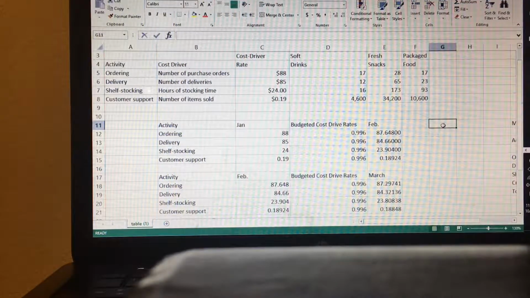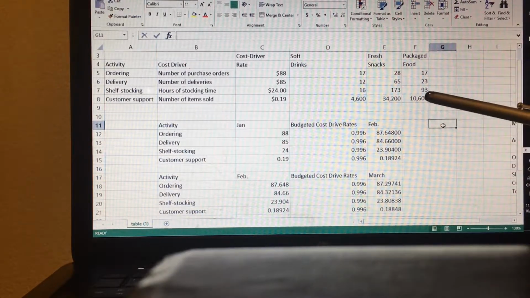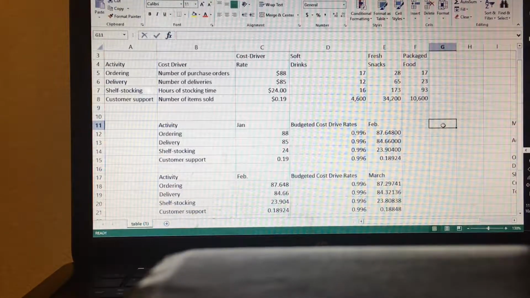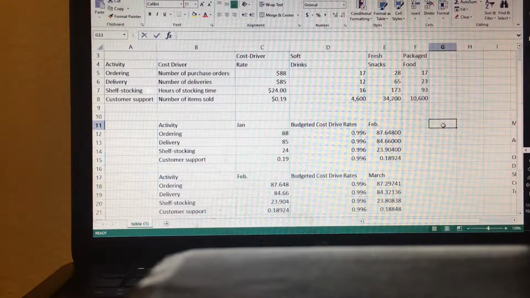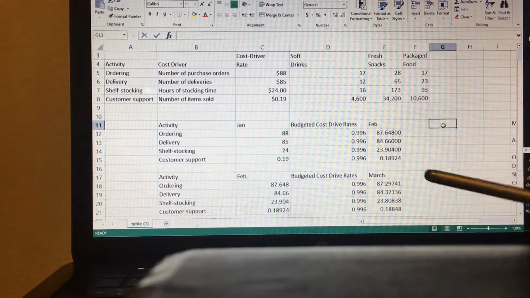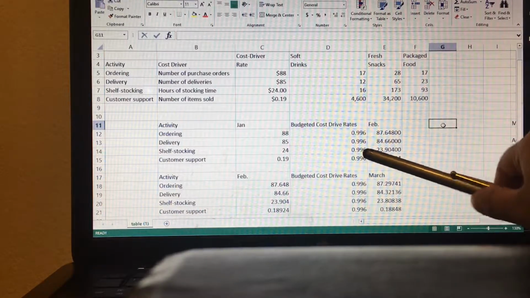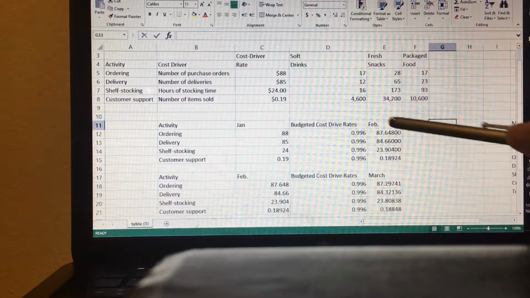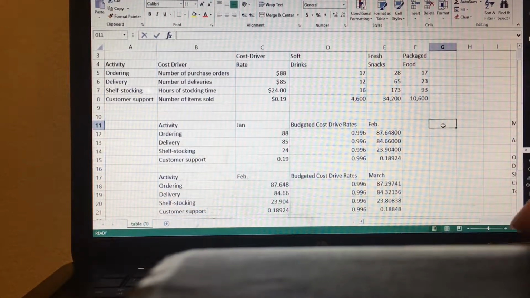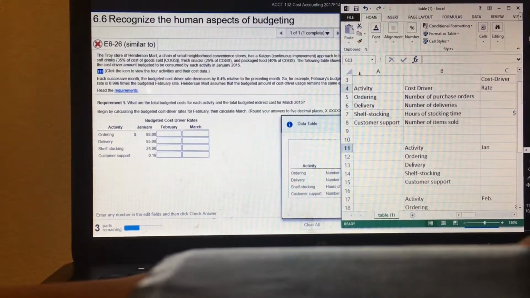Okay guys, so here is the Excel sheet. And this is the data table that I had copied from the homework. So I'm just going to show you guys what I meant. For January, the ordering rate is $88, and then we multiply that by 0.996, and then we get 87.64800. And as you guys can see, we just do the same thing for delivering, self-stocking, and customer support. And these are the numbers that we get. Now let me go ahead and put it onto the homework to show you guys.